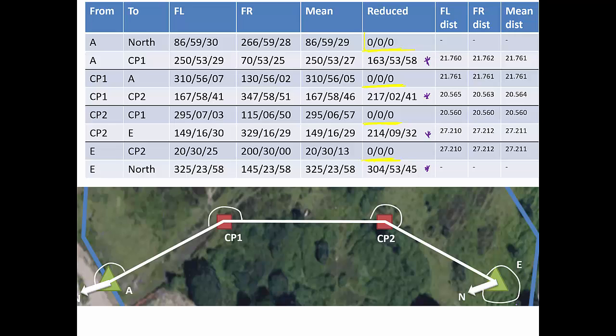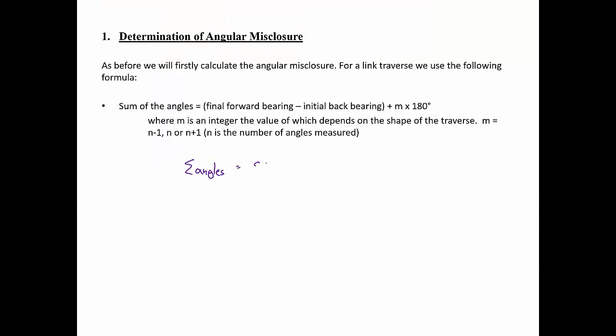I want to sum all of those angles up. So 163, 53, 58, plus 217, 241, plus 214, 932, plus 304, 53, 45. So the sum of those angles comes out as 899, 59, 56. Just a little bit shy, 4 seconds shy of 900 degrees.